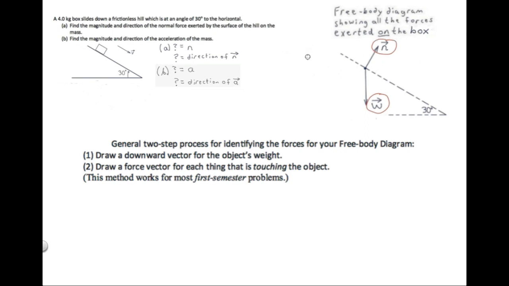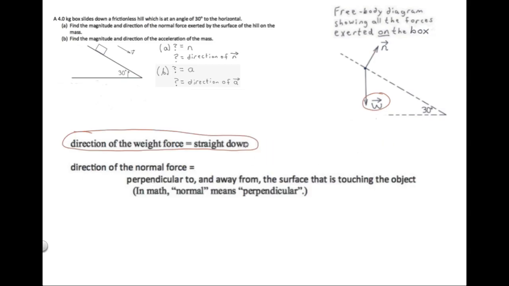for the box. We use these rules to determine the directions of the forces. The direction of the weight force is always straight down, so we draw a downward vector for the weight force. Notice that for determining the direction of the weight force, it makes no difference that this object is on the surface of an inclined plane. The direction of the weight force is always straight down.